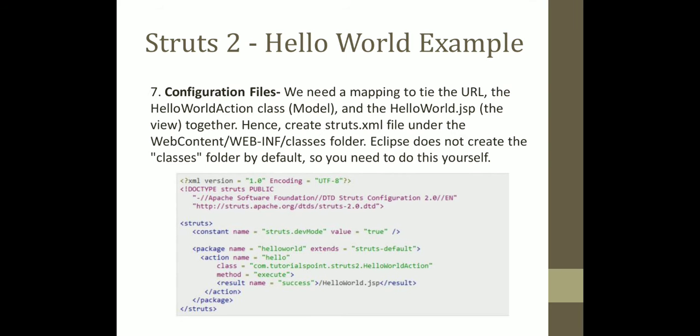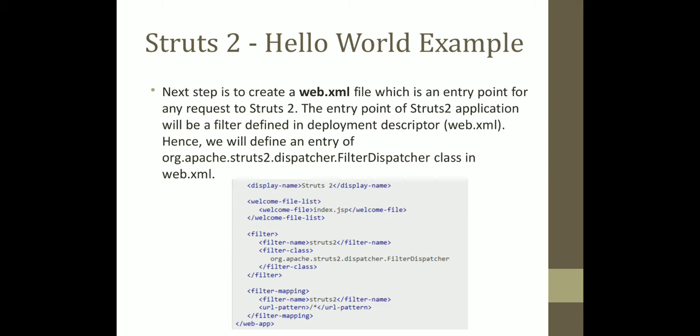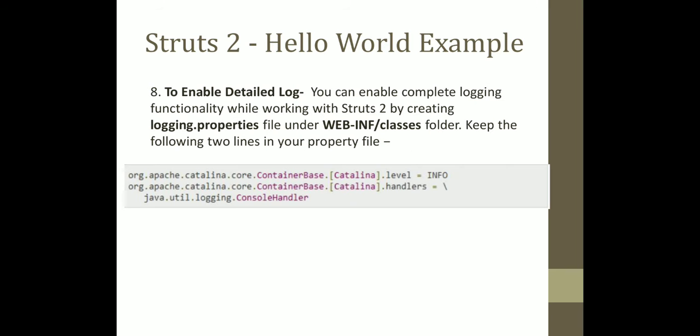So we have created the configuration files, then the web.xml file. After adding this script in web.xml, the last point is to enable detailed log. Okay, so how is that detailed log enabled? You can enable complete logging functionality while working with Struts2 by simply creating a logging.properties file under the WEB-INF/classes folder, and keep these two lines in the property file.